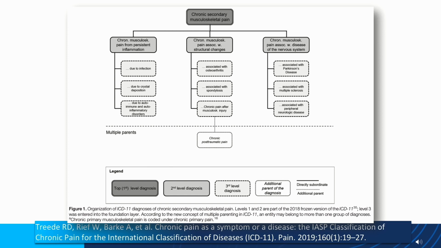Osteoarthritis, spondylosis, which is effectively just degeneration of the spine, age in the spine, chronic pain after some form of musculoskeletal injury. And then you've got musculoskeletal pain associated with some problem with the nervous system as well. So example, multiple sclerosis. Yes, it's a primary neurological condition. However, you can get musculoskeletal changes because, of course, you move your body differently.